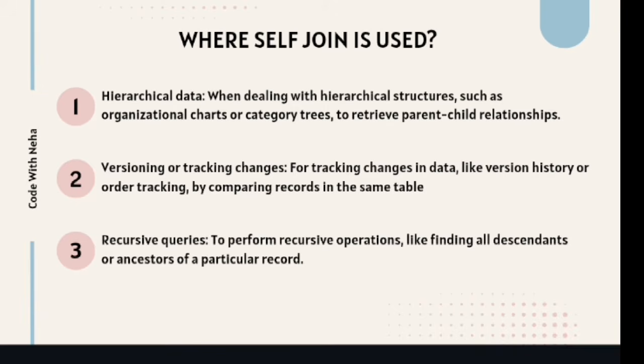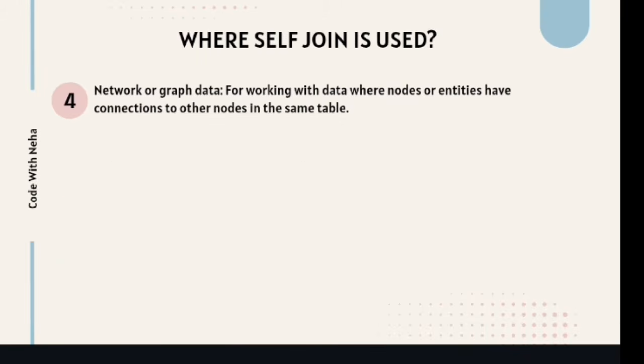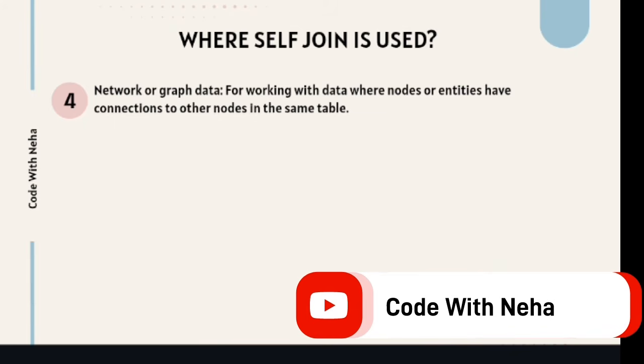Number 3, recursive queries, to perform recursive operations like finding all descendants or ancestors of a particular record. Number 4, network or graph data, for working with data where nodes or entities have connections to other nodes in the same table.